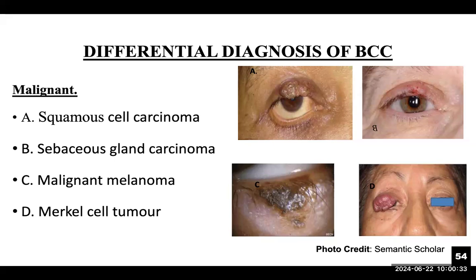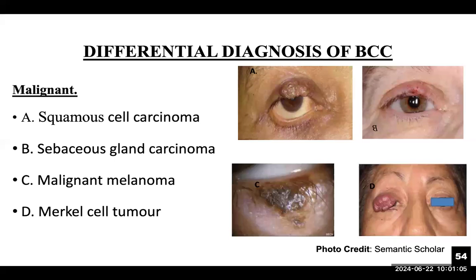So we don't resect a tumor thinking it's a basal cell carcinoma, meanwhile we're actually dealing with more aggressive tumors like a squamous cell carcinoma and a sebaceous gland carcinoma. Even a malignant melanoma, the picture depicted in C is a pigmented malignant melanoma. Some of the malignant melanomas may be non-pigmented and may resemble a basal cell carcinoma clinically, and they occur on the upper and the lower eyelid too.